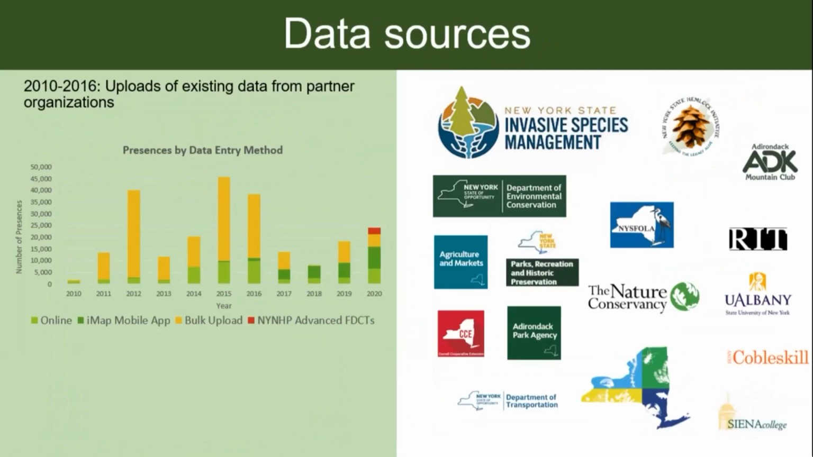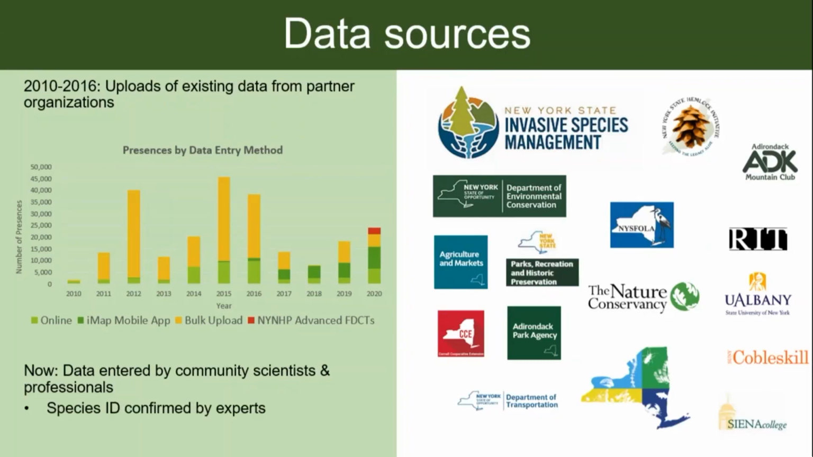Initially the data for this big database came from pre-existing data sets collected by partners across the state. That was really good for getting a baseline of where invasive species were found in the state, or at least known in the state. But for the past couple of years, the most important data source has switched to community scientists and professionals entering data in real time, which helps keep our database up to date.